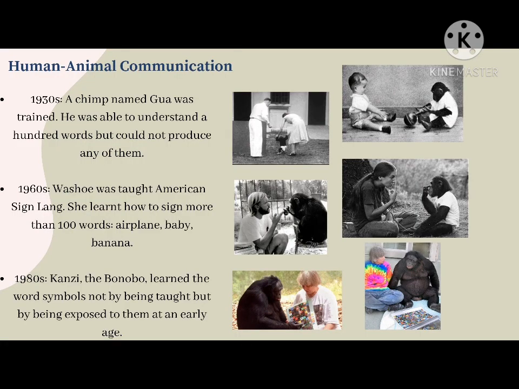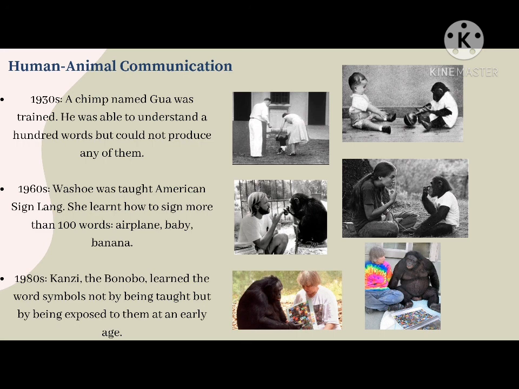There have been many experiments and several attempts to teach human language to animals. In the 1930s, a chimp named Gua was trained. He was able to understand hundreds of words, but he could not produce any of them. In the 1960s, Washoe was taught American Sign Language. She learned how to sign more than 100 words, like airplane, baby, and banana. In the 1980s, Kanzi, the bonobo, learned word symbols not by being taught, but by being exposed to them at an early age.